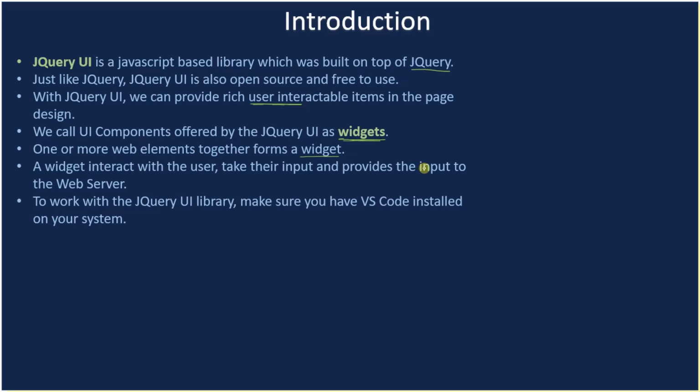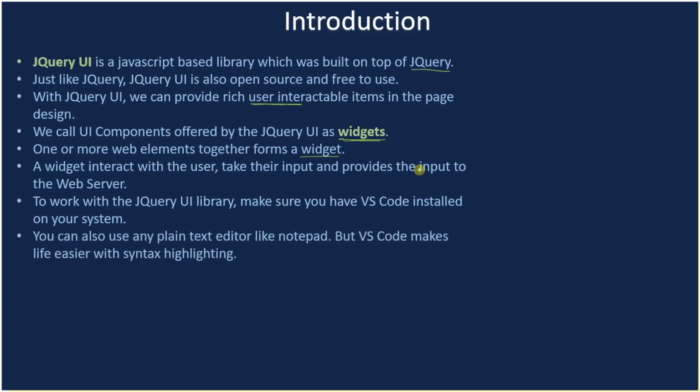To work with the jQuery UI library, make sure you have VS Code installed on your system. Of course, you can use any text editor, and when we started this course, we started with Visual Studio Code. So if you are watching this course from the start, by this time you have Visual Studio in your hand, so you can use the same VS Code to work with jQuery UI as well. You can also use any plain text editor like Notepad, but VS Code makes life easier with syntax highlighting.